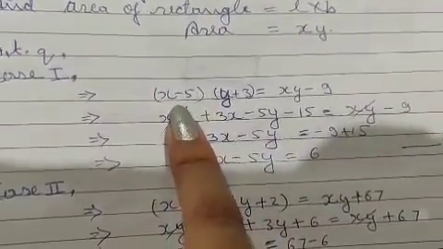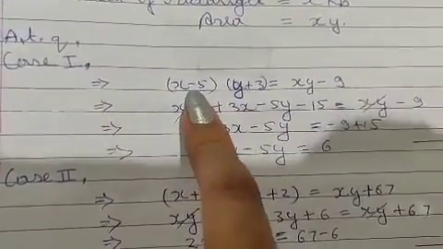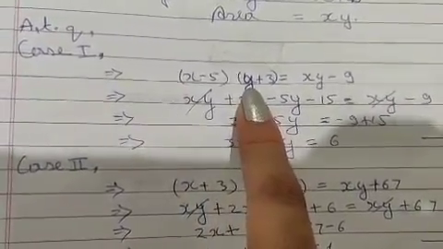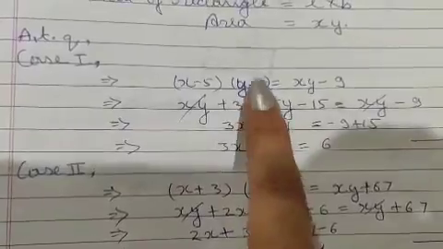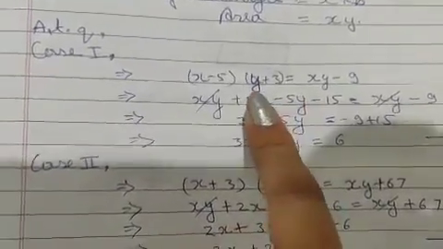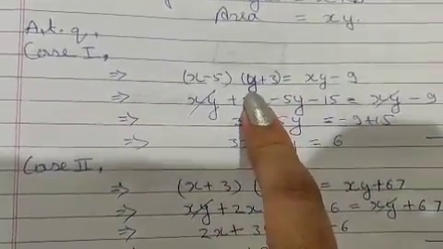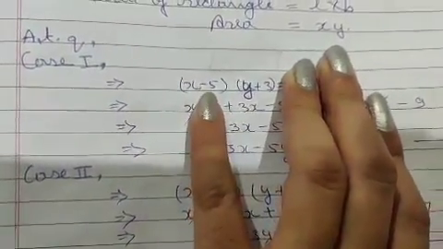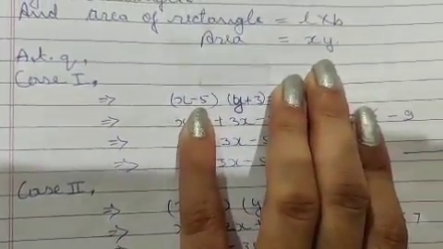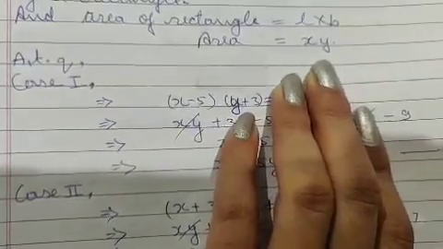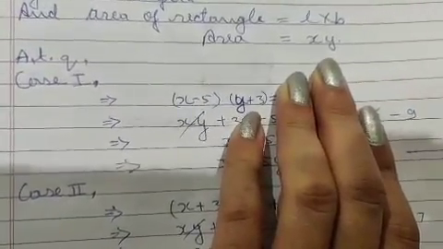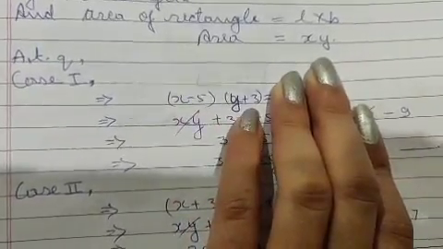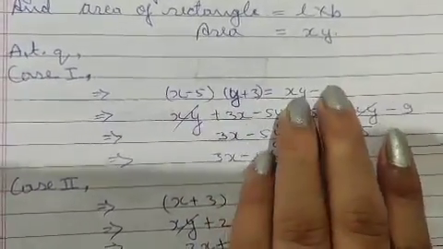Actual length is x, so when we decrease length by 5 units, length will be x minus 5, and breadth is getting increased by 3 units, so actual breadth is y, no? So if we increase it by 3 units, it will be y plus 3. So when we decrease length by 5 units and increase breadth by 3 units, then area will be x minus 5 into y plus 3, and this will be equal to what?